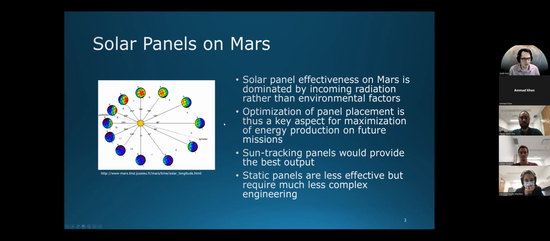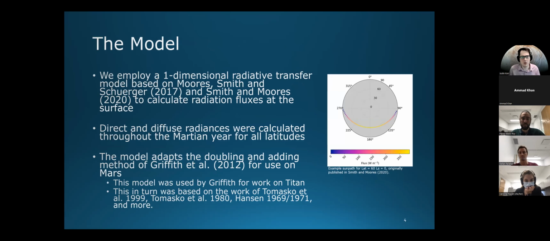And here I've just given a diagram showing Mars throughout the year around the sun, which should give you some intuition for the amount of light reaching different areas of the planet, which we can move on to in a bit.